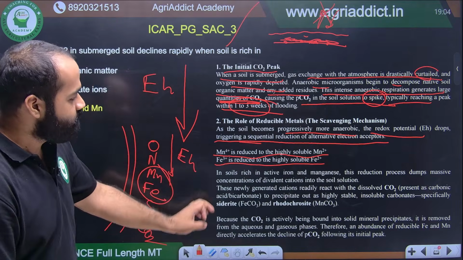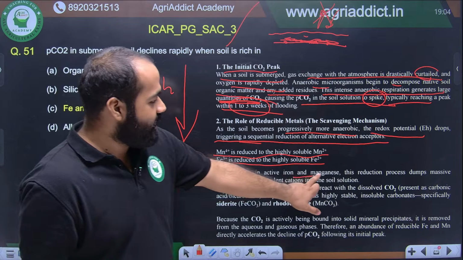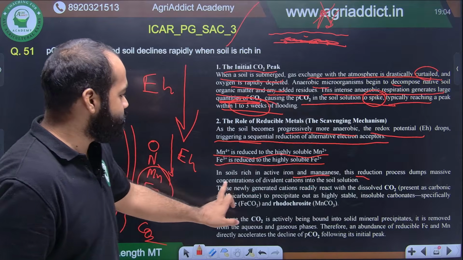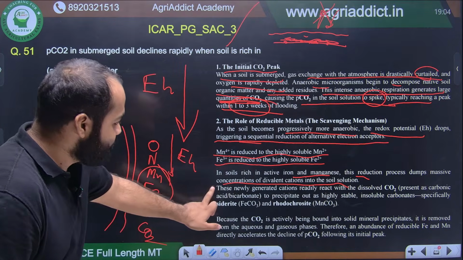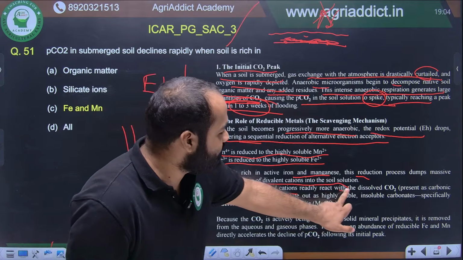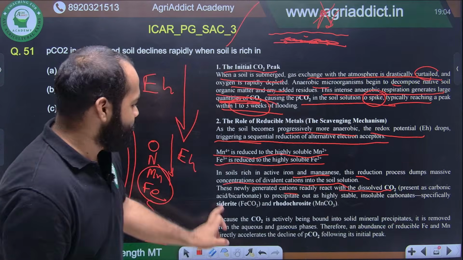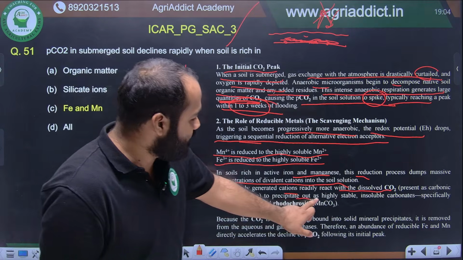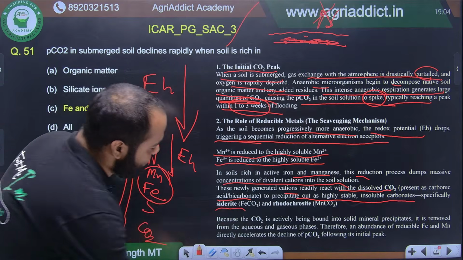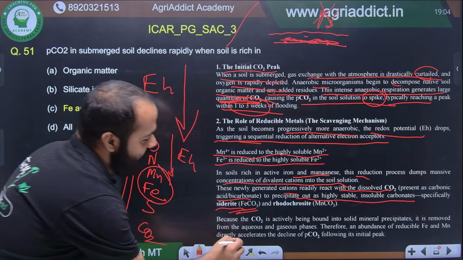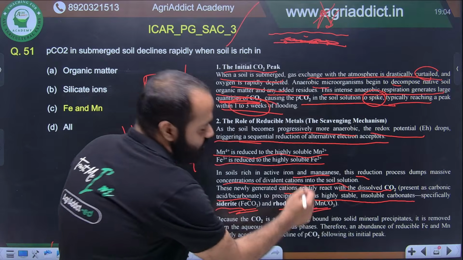अब क्या हो रहा है? Soils rich in iron and manganese, this reduction process dumps massive concentration of divalent cations into the soil solution. These newly generated cations readily react with the dissolved CO2 present as carbonic acid to precipitate out as highly stable insoluble carbonate, specifically siderite यानी कि FeCO3 and rhodochrosite, that is MnCO3.